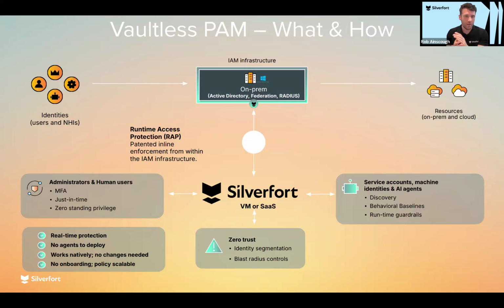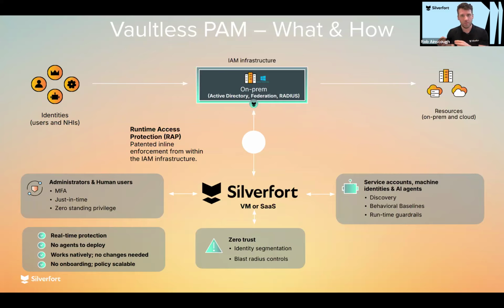So in this example we've got on screen, we've got users on the top left, or identities. So that could be human, non-human. They're trying to access resources, servers, databases that are attached to Active Directory in this case. So what we do is we work with Active Directory. We're a Microsoft partner, have been for a long time, to put a component in place that sends all of that authentication traffic and information to Silverfort, which then can execute policy.